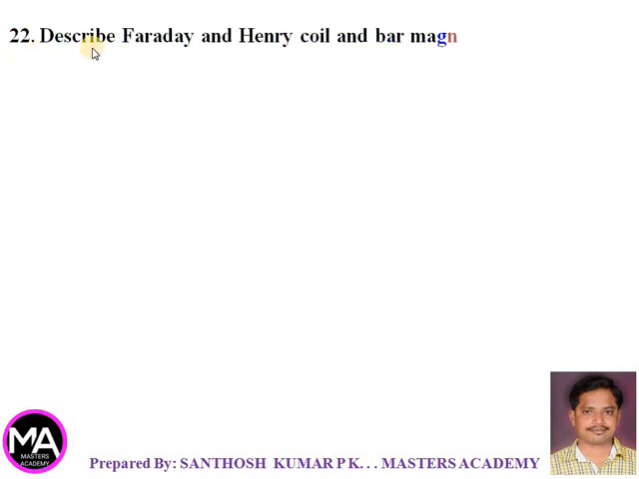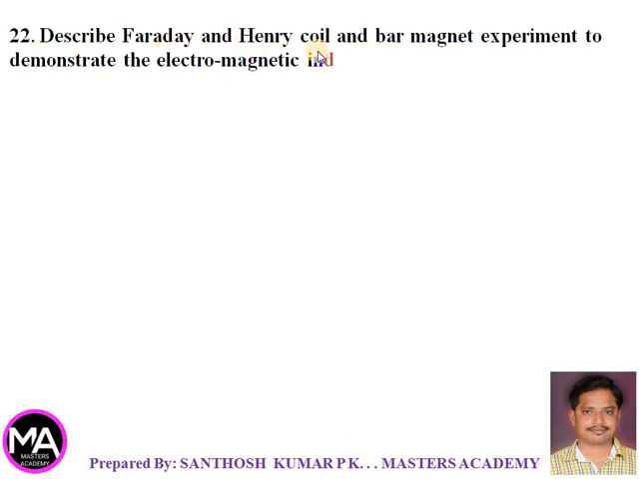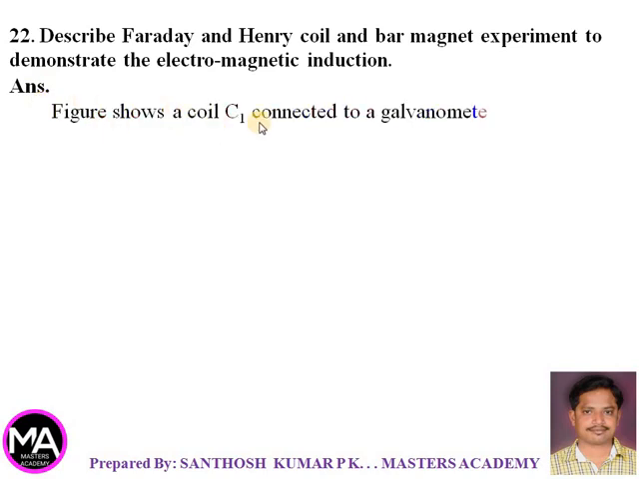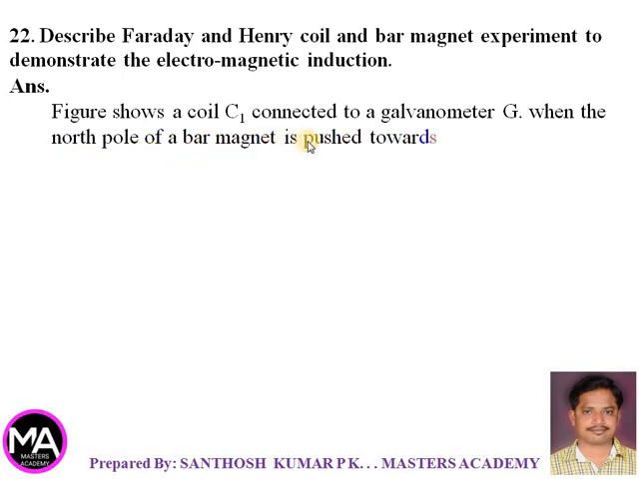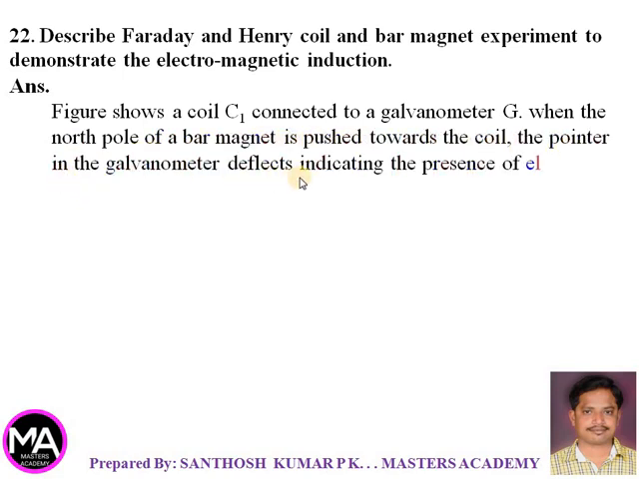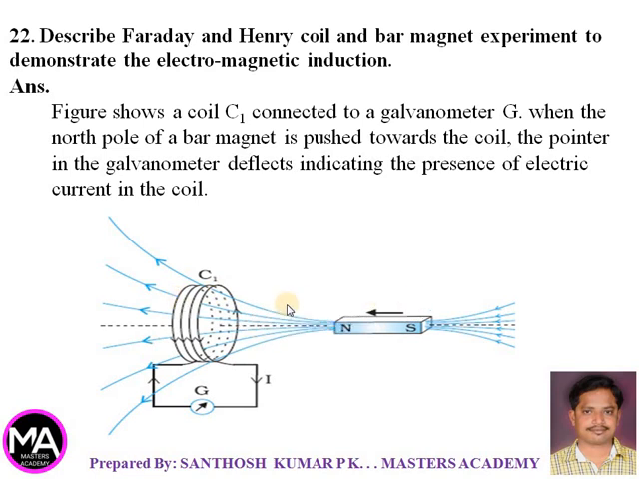Next, 22nd one. Describe Faraday and Henry coil and bar magnet experiment to demonstrate electromagnetic induction. Answer. Figure shows a coil C1 connected to a galvanometer G. When the north pole of a bar magnet is pushed towards the coil, the pointer in the galvanometer deflects, indicating the presence of electric current in the coil. So here this is the coil and bar magnet experiment diagram. C1 is the coil which is connected to a galvanometer.